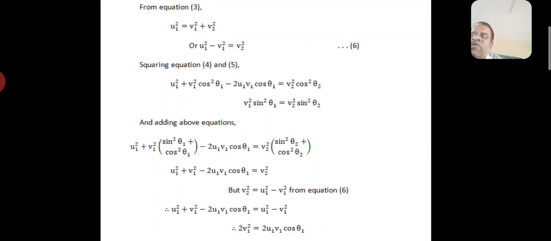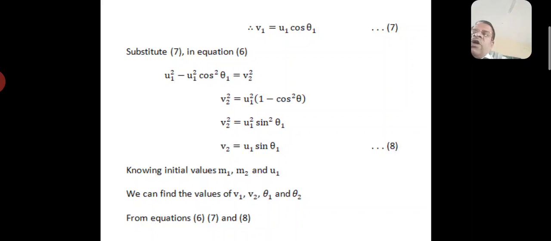Therefore, u1 square plus v1 square minus 2 u1 v1 cos theta 1 equals, in place of v2 square, if you substitute u1 square minus v1 square, u1 square is common on both sides, drop it. Transfer minus v1 square to this side, we get 2 v1 square. Transfer minus 2 u1 v1 cos theta 1 from left to right, therefore we get 2 v1 square equals 2 u1 v1 cos theta 1. If we drop 2 from both sides, v1 from both sides, then v1 equals u1 cos theta 1. Take it as equation 7.